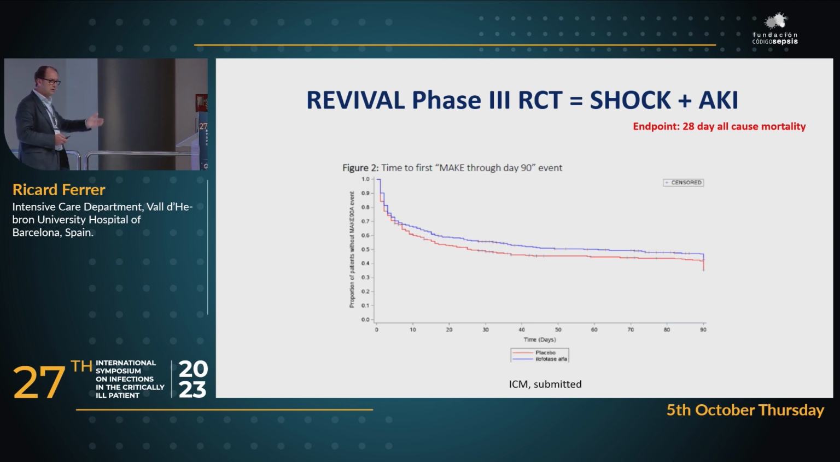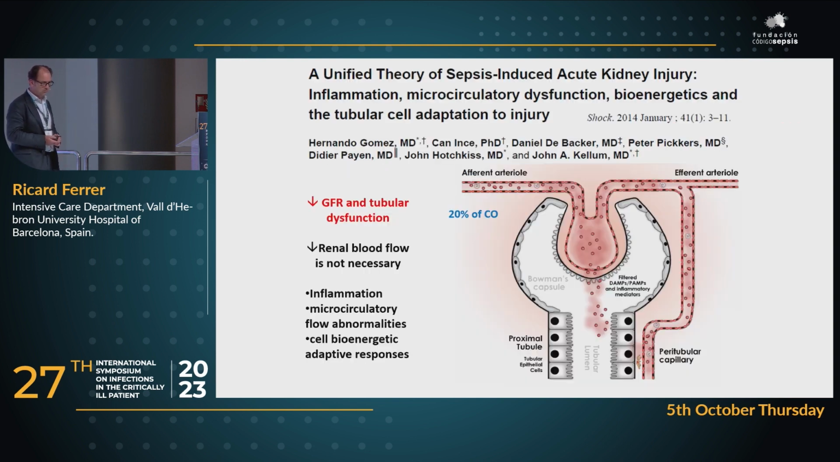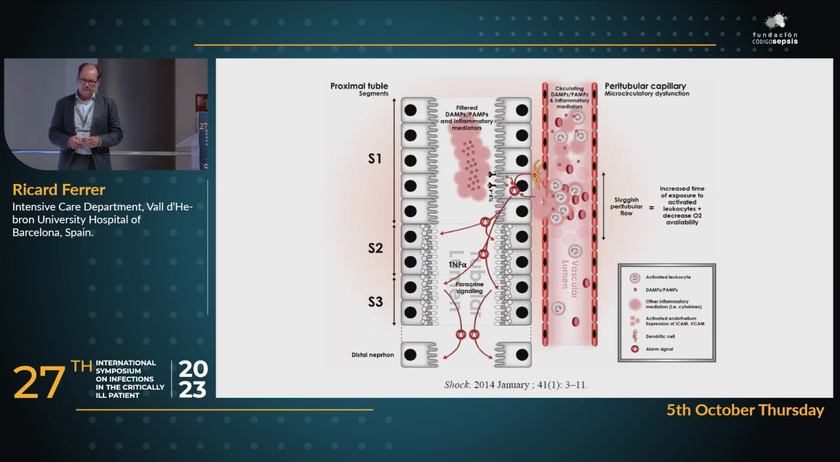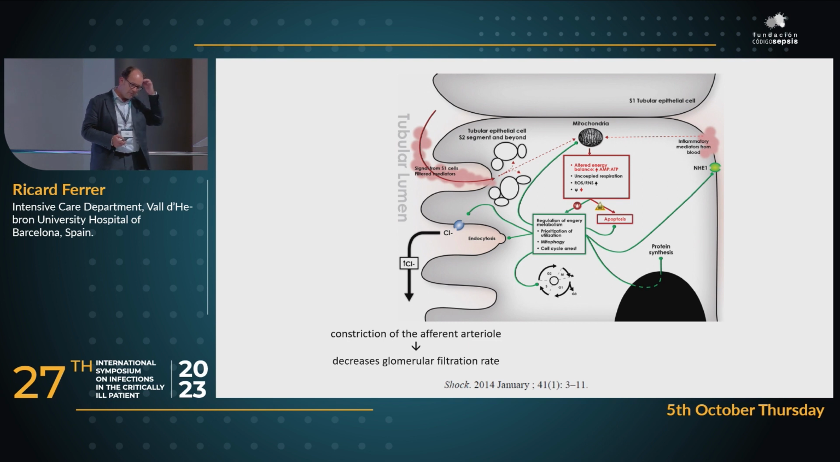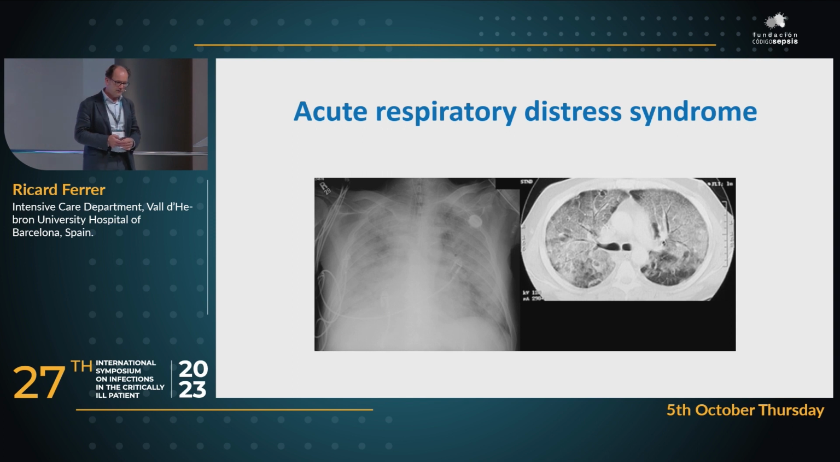So this is REVIVAL, which is the study that was done after the previous one. There is no effect in all-cause mortality, but again, there is a prevention in major adverse kidney events using alkaline phosphatase. So that could be part of the explanation. And when you go to the pathophysiology of AKI in sepsis, you can see that the PAMPs and DAMPs and also endotoxin are able to cross to the tubular lumen, and in the tubular lumen, again, the tubular cells have toll-like receptors able to sense endotoxin and to produce damage in these cells, with a constriction of the afferent arteriole, and this goes with a decrease in the glomerular filtration rate and explains AKI in these patients.